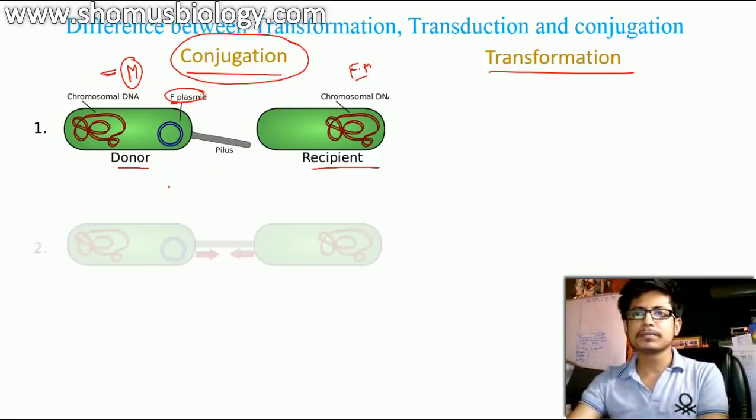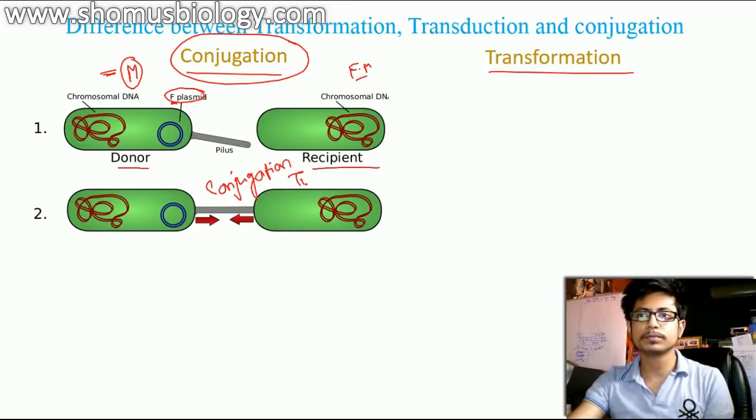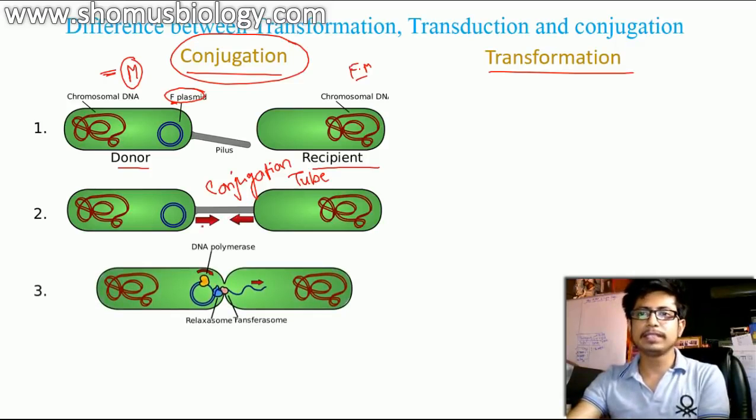In this case, with the help of the pilus, the donor attaches to the recipient and they form a tube in the middle, known as the conjugation tube. After they form the tube, they can start replicating the F plasmid with the help of the rolling circle mechanism. With rolling circle replication, they replicate, and meanwhile they transfer the content of the F plasmid through this conjugation tube to the adjacent bacterial cell.